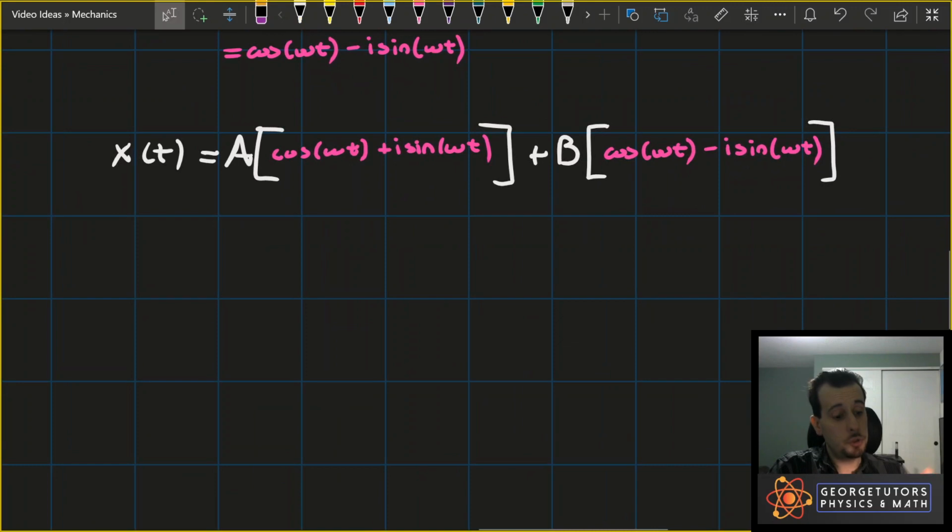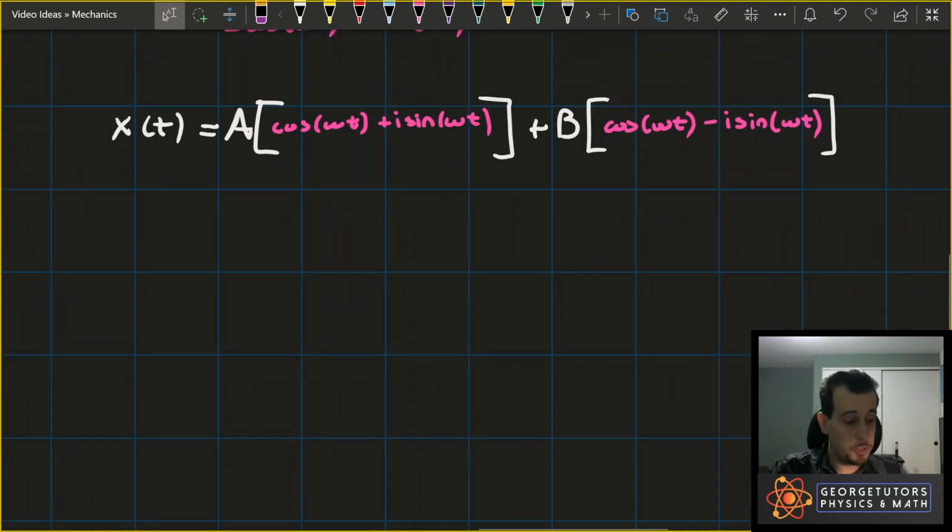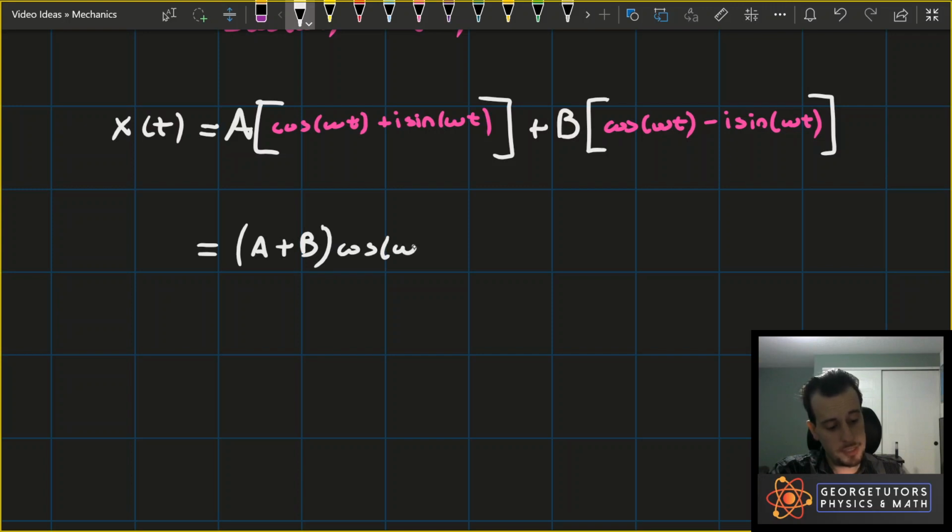The next thing I want to do is group like terms over here. So I'm going to take together the cosine omega t terms. That means I'm going to have a plus b, if we factor properly, times cos omega t.